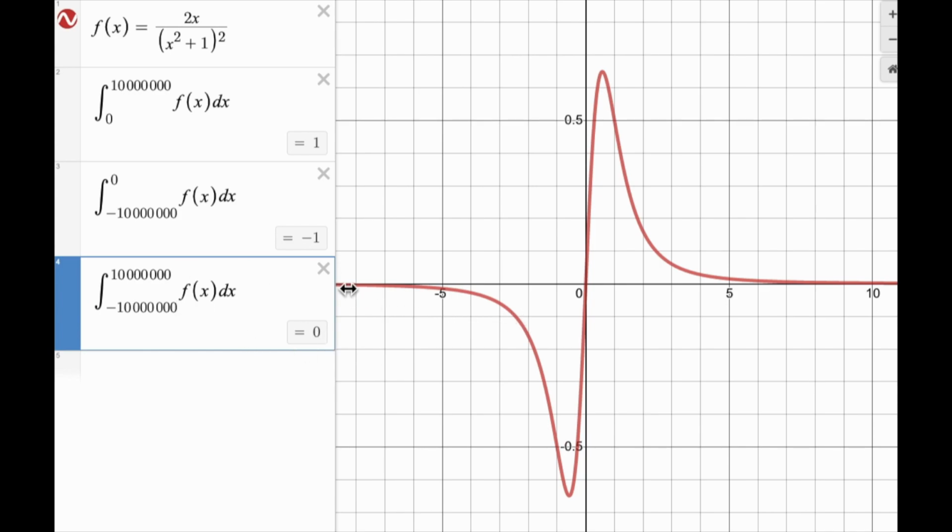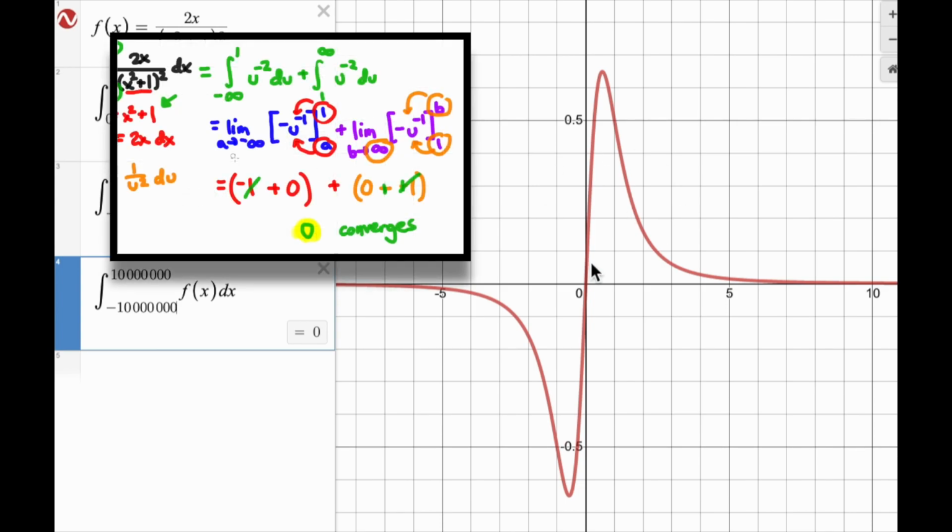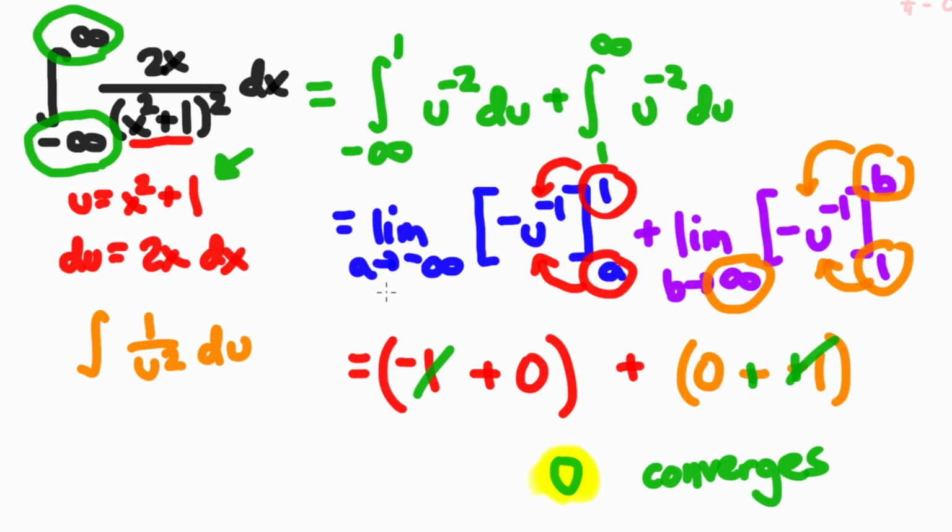But you can see that this area over here and this area right here are basically going to cancel. And so the graph kind of matches with what your understanding was with what we did. So that's basically a worked out example of an improper integral. If you have any questions about anything in this video, let me know.